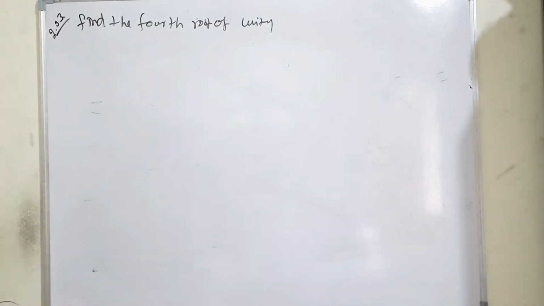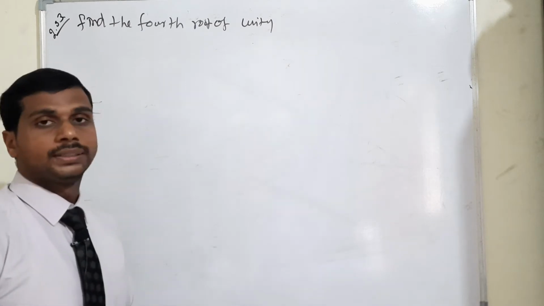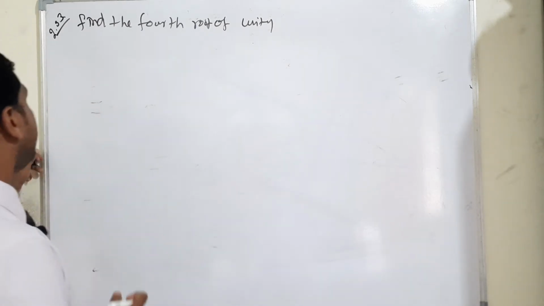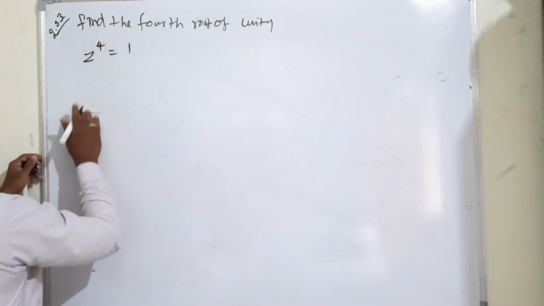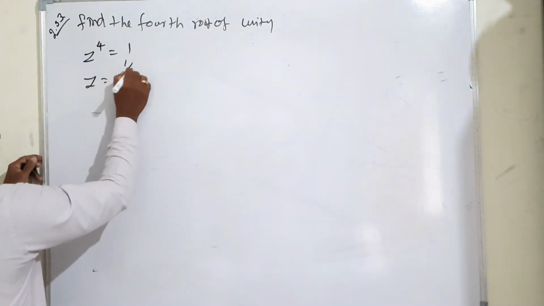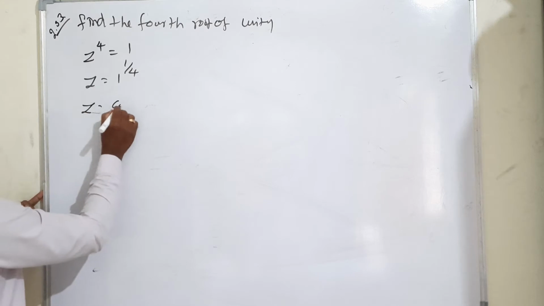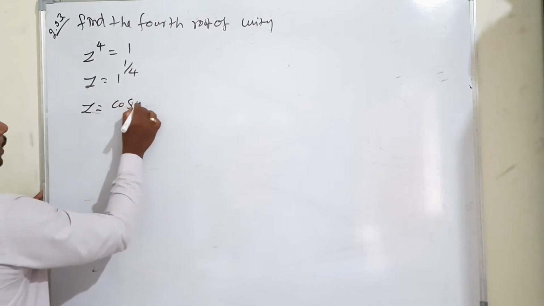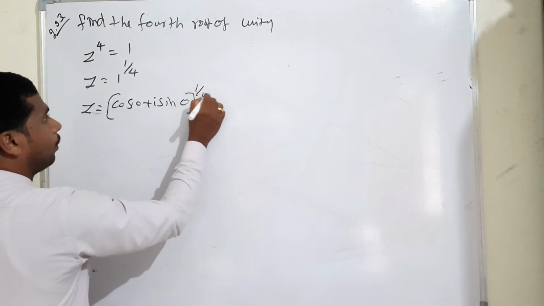I'm moving to continue example 2.33, find the fourth root of unity. The same concept as example 2.32. Condition, power is there. So Z power 4 is equal to 1 means Z is equal to 1 to the power of 1 by 4. Already you know what is the meaning of 1? Cos 0 plus I sin 0. So Z is equal to cos 0 plus I sin 0, the whole power of 1 by 4.